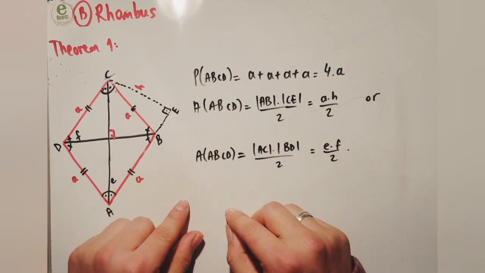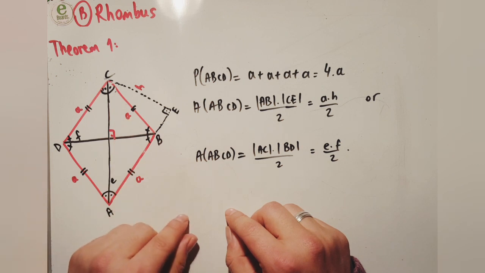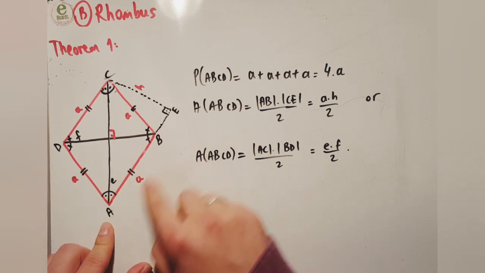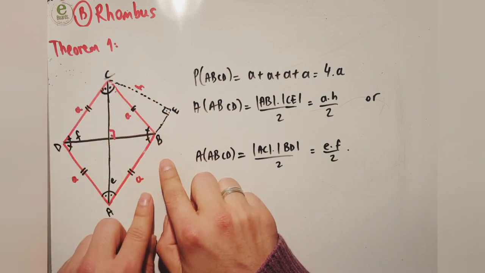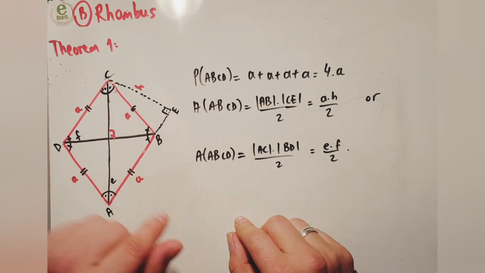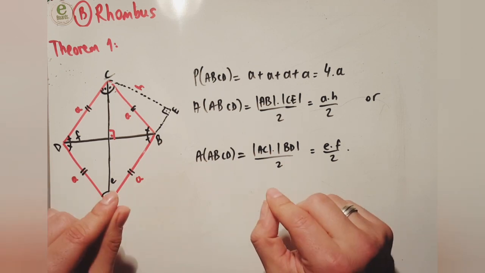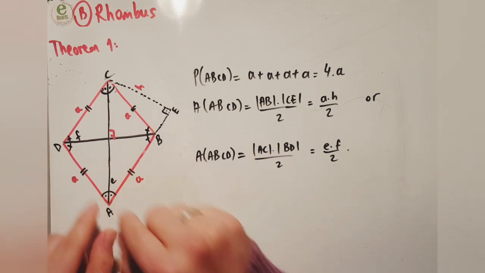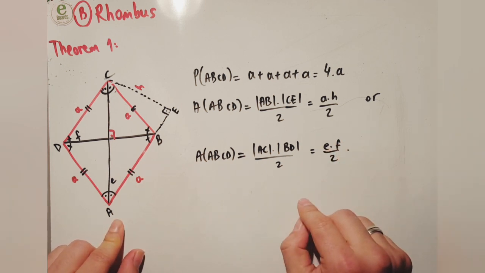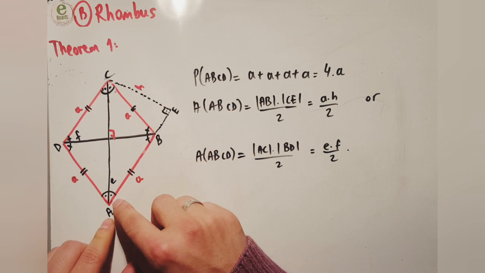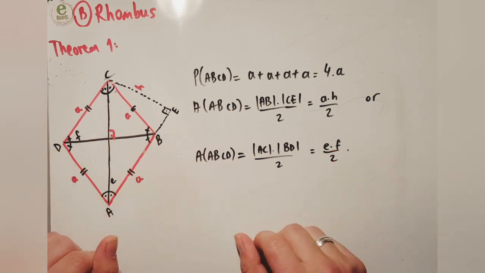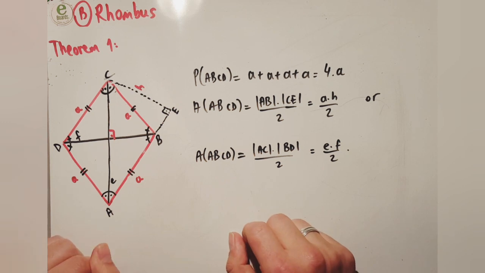To find the area of a rhombus, there are 2 different ways. The first way says you can take the product of AB and CE over 2, which means A times H over 2. Or you can take half of the product of diagonals, such as E times F over 2. So here diagonal AC is represented by E and the diagonal BD is represented by F.